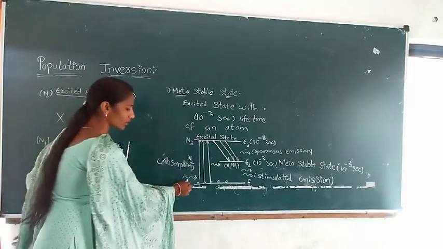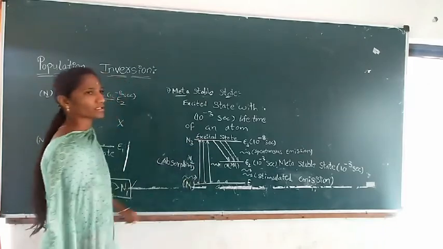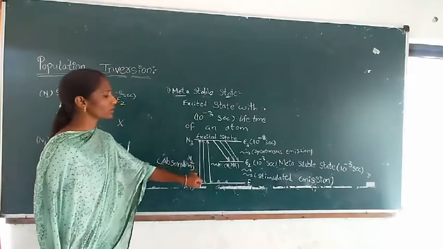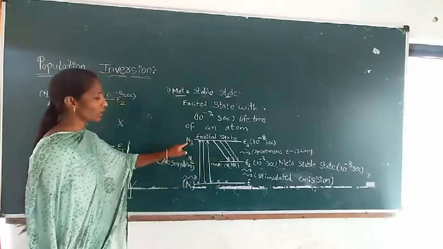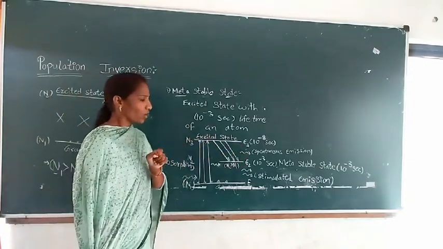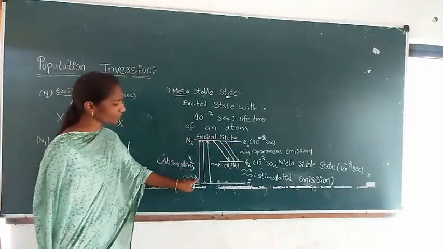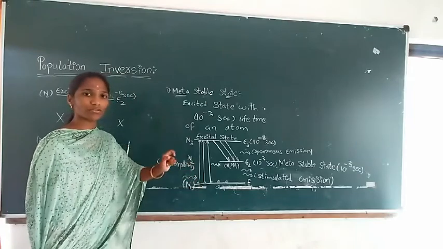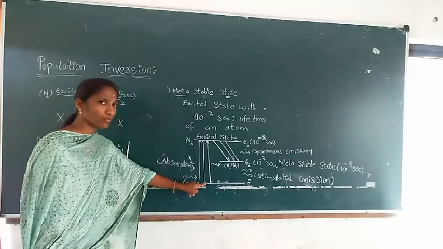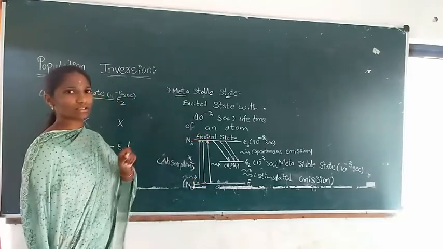So let N1 be the population in the ground state, N2 be the population in the excited state E2, and N3 be the population in the excited state E3. Now if we are incident a photon of energy, giving energy to the ground state, then the atoms move towards the excited state.